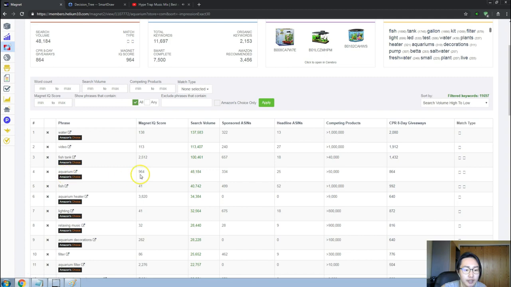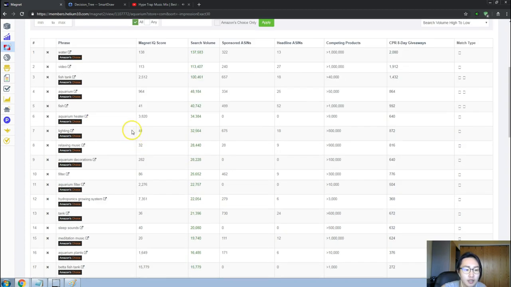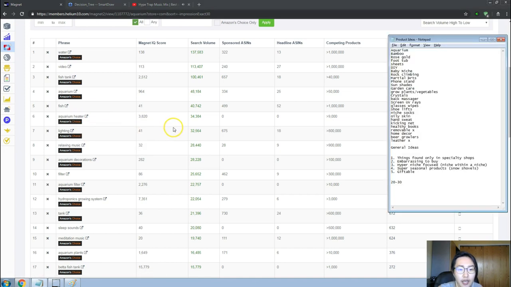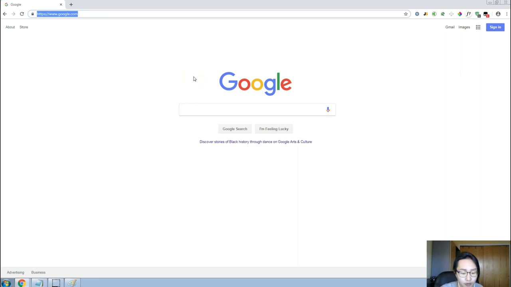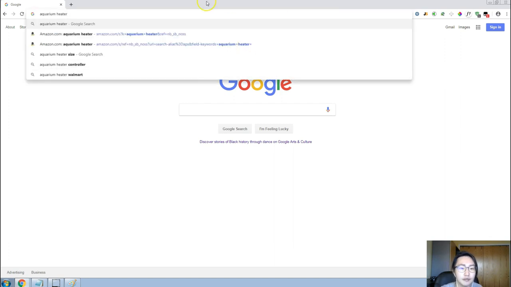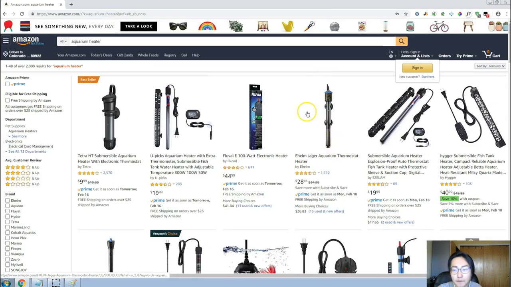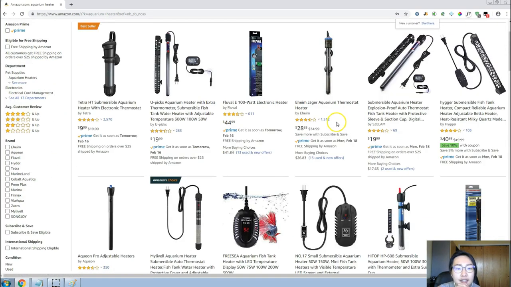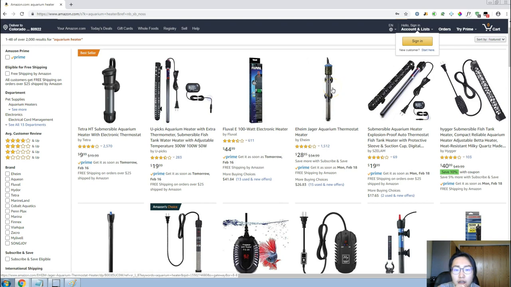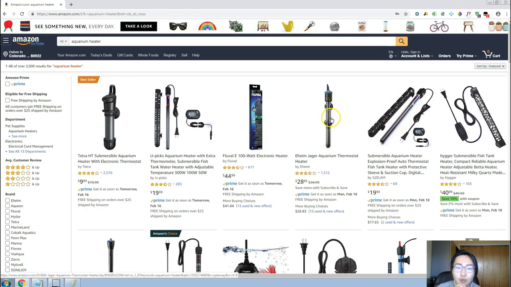So water, video, fish tank. Let's see if we can find something a little bit more niche. So aquarium heater. I have no idea what an aquarium heater is, and probably a lot of you guys don't either. And so what we'll do is take a look. And then from here, I just look at it and see what the heck it's about. So it looks like it's got a thermostat on there, and basically it's just a rod that heats up.